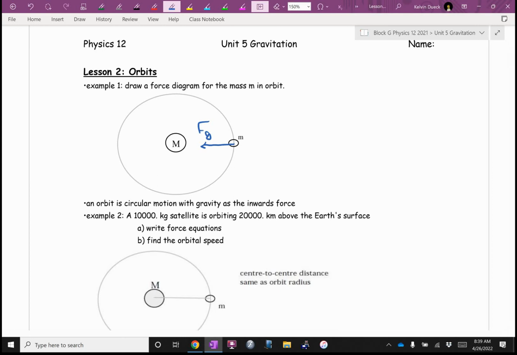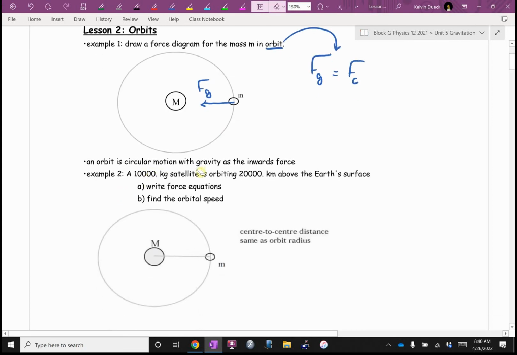And here, right now, is the whole thrust of today's lesson. This is the orbital mechanics equation. When you're in orbit, gravity is what's pulling us in a circle. In fact, anytime I see the trigger word orbit, I know I can assume that. I might not need it, but if I do need to, I can always go there. It's one of my starting points. So an orbit is circular motion with gravity as the inwards force. It's what's pulling me in a circle.